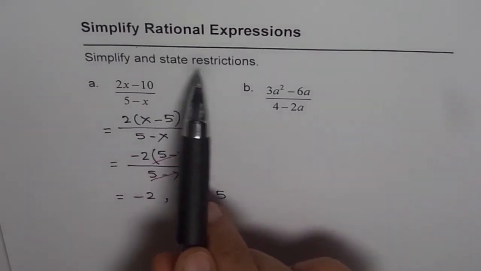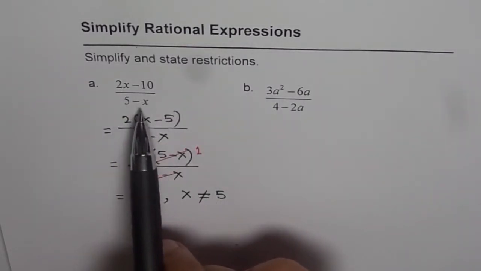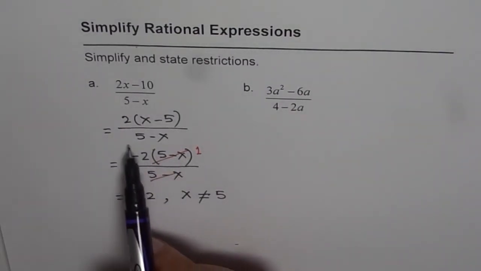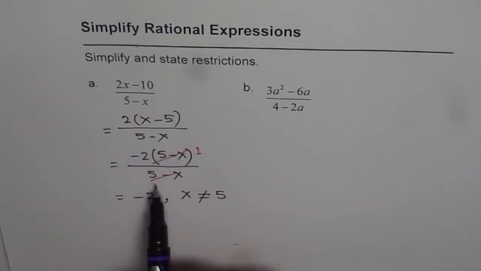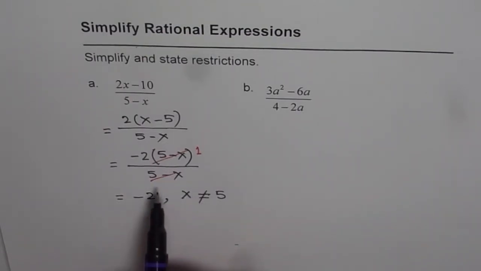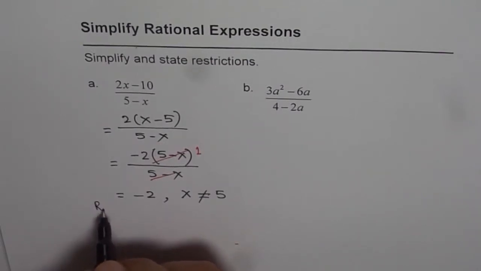Whenever you're trying to state restrictions, that means what value will make the denominator 0. That value forms the restriction, right? So we could actually calculate restrictions separately also. But when we solve by factoring, it is kind of clear. Once you have the expression in factored form, you can equate the denominator to 0 and write down the restriction. Here, the denominator was 5 minus x, right? So from there, you get the restriction. Or else, you can find restrictions by writing it separately.